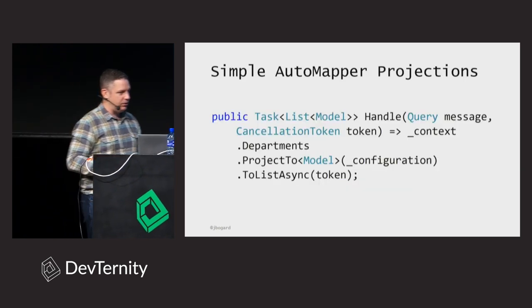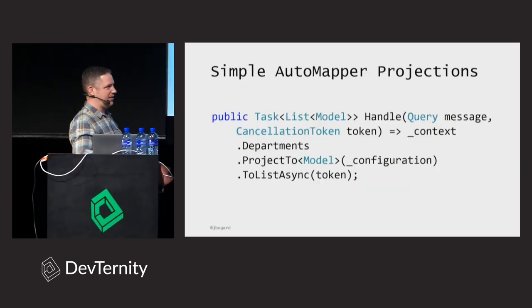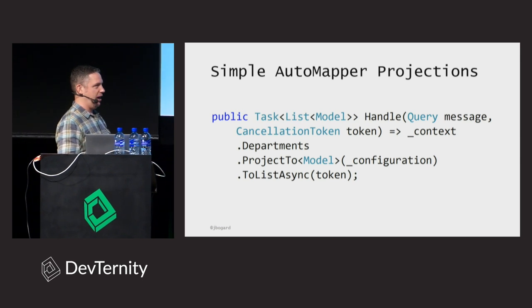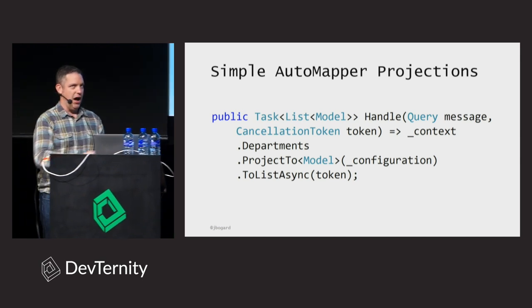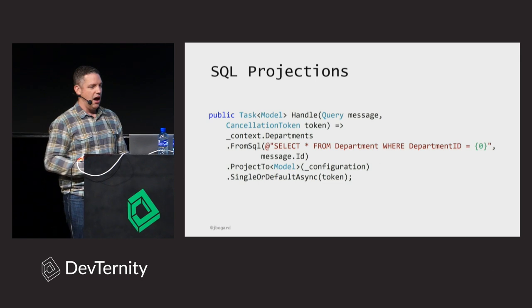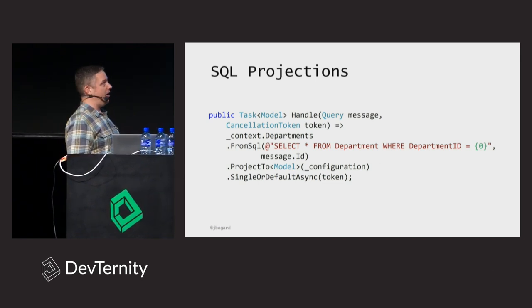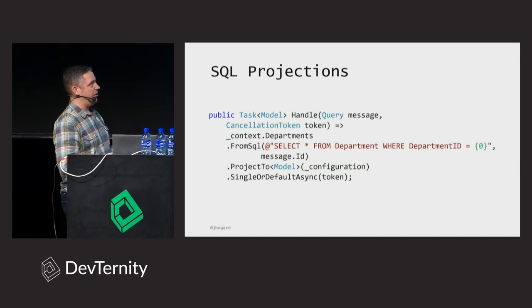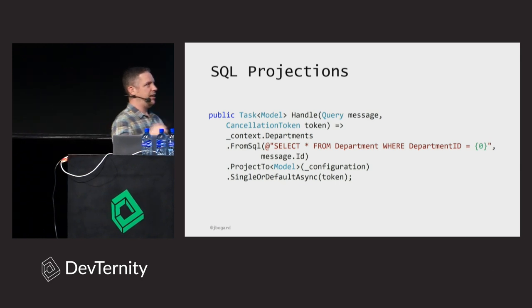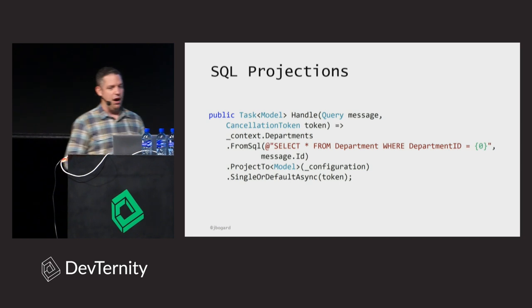Sometimes these can be simple. I can just project based on my ORM. In this case, it's using a LINQ select projection to show information on a screen. Or I could use SQL projections. It really doesn't matter. Whatever I want to do inside of my handler to handle this query is completely encapsulated inside of that one individual object.